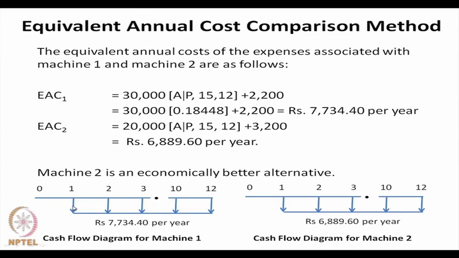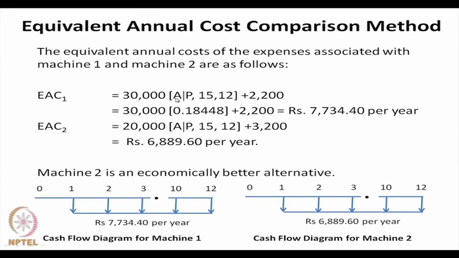Already we know 2,200 rupees was the maintenance expense every year. So, that was like an annuity. What we have to do now is that the first payment that was made, which was 30,000, should be converted into equal payment series. So, that is what we have done. The first payment was 30,000 and we have to find out A given P, R, N. So, we are trying to recover the capital.